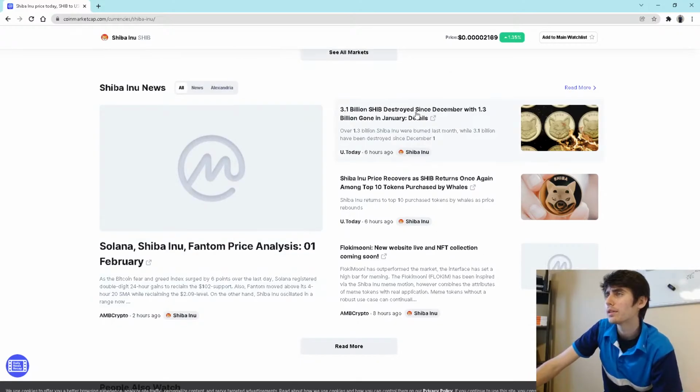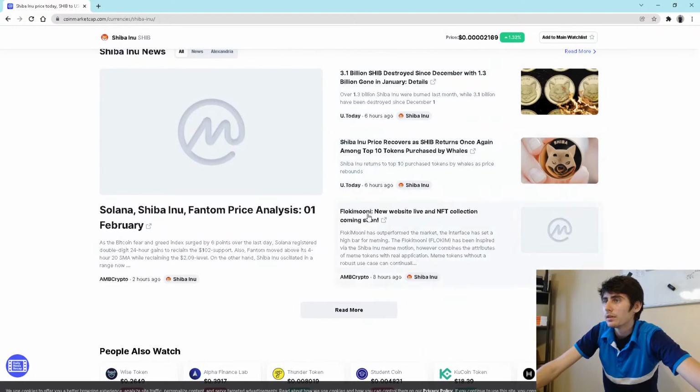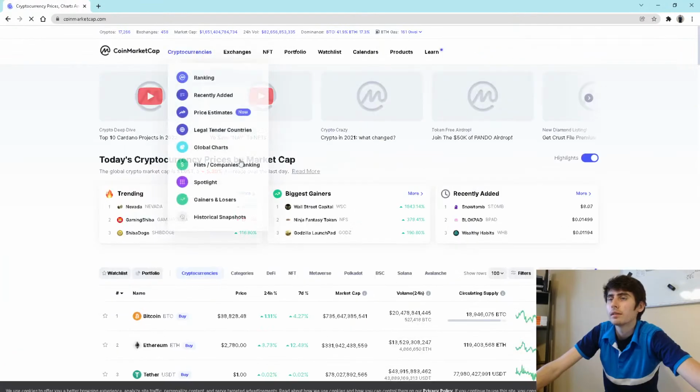3.1 billion Shiba destroyed since December, with 1.3 billion gone in January. That's a lot of Shiba. When Shiba was up to like 0.008, 1 billion was worth, I believe, like 30,000 or over 30K. Now I think a billion. Actually, we'll need to look at that, but a billion should be worth probably around like 15,000 or 1,000. That's a lot though, 3.1 billion. So not too much on the Shiba today.